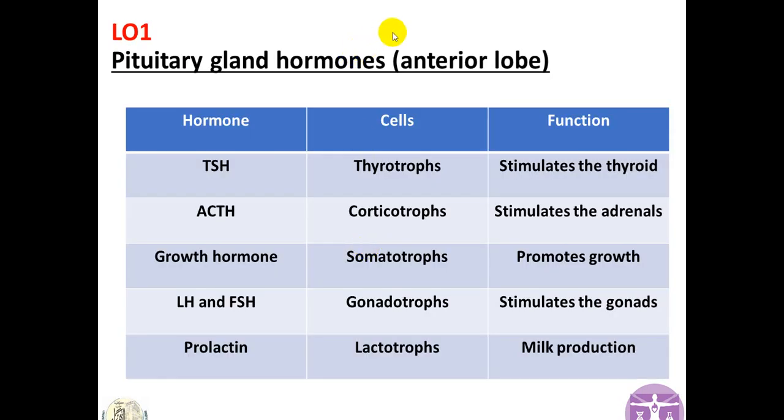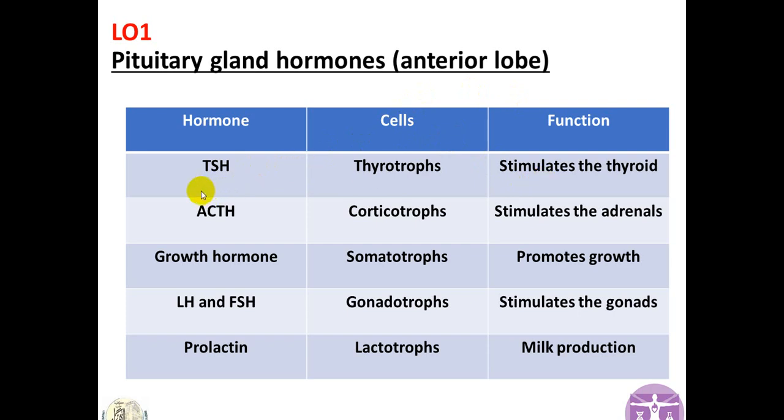As I said, the anterior lobe of the pituitary gland secretes many hormones. Actually, there are six. What are these hormones? They are very essential to control other glands' function in the body. We have first of all the TSH, or the thyroid stimulating hormone. It is secreted by cells called the thyrotrophs, and it stimulates the thyroid gland to secrete thyroxine, T3 and T4.